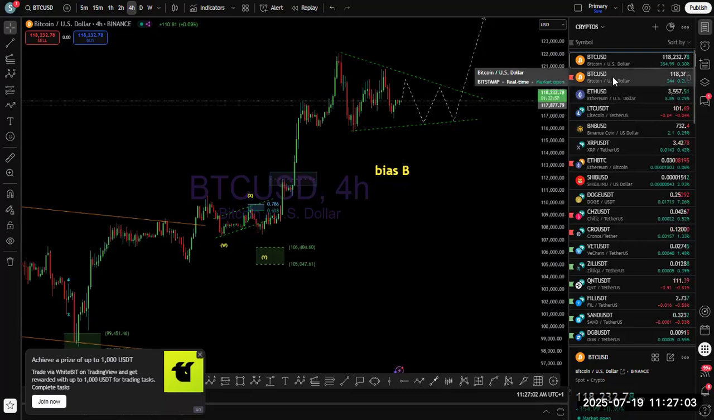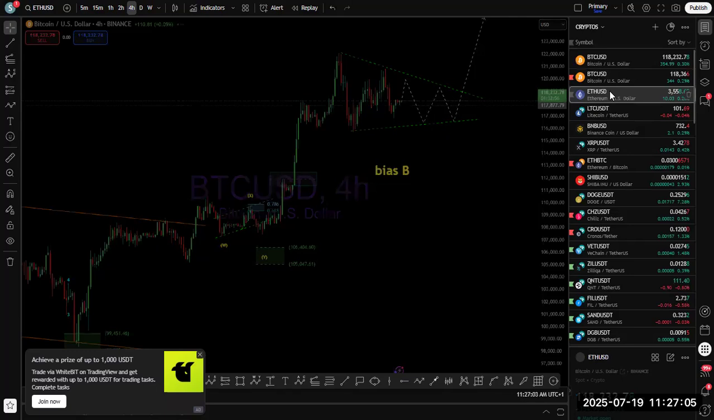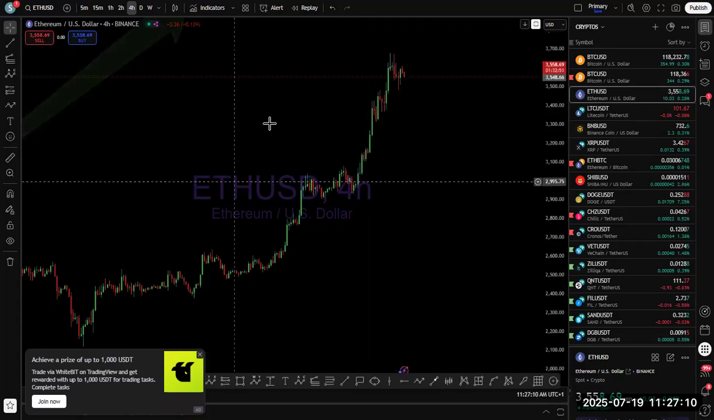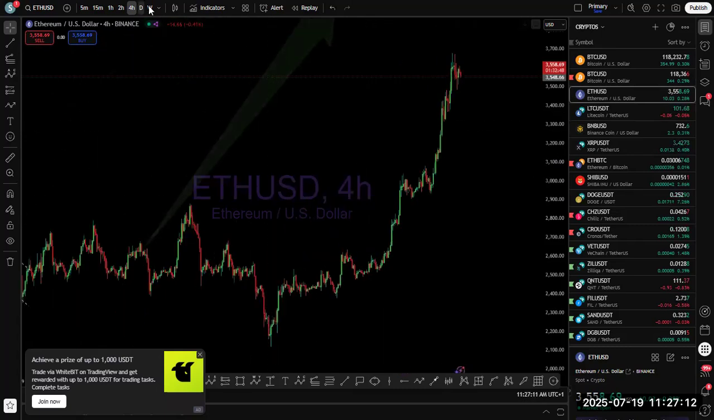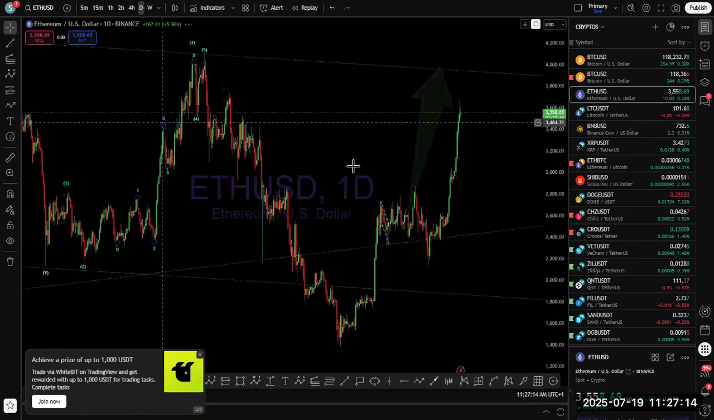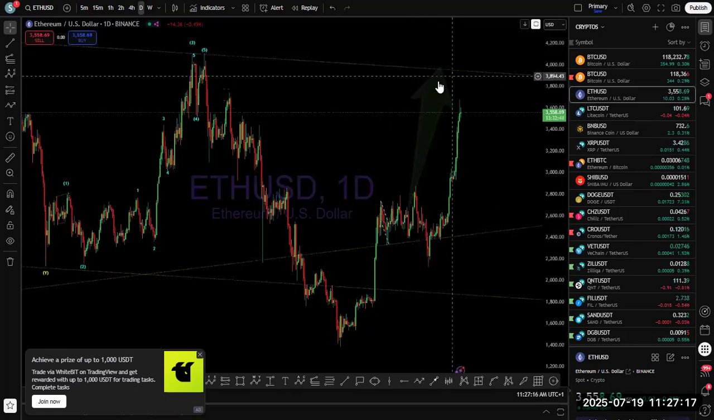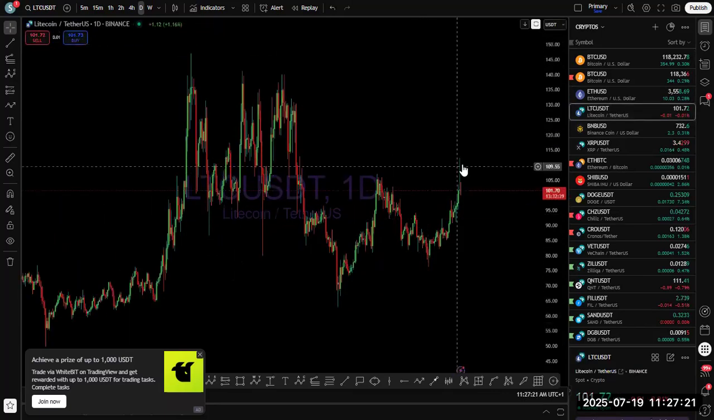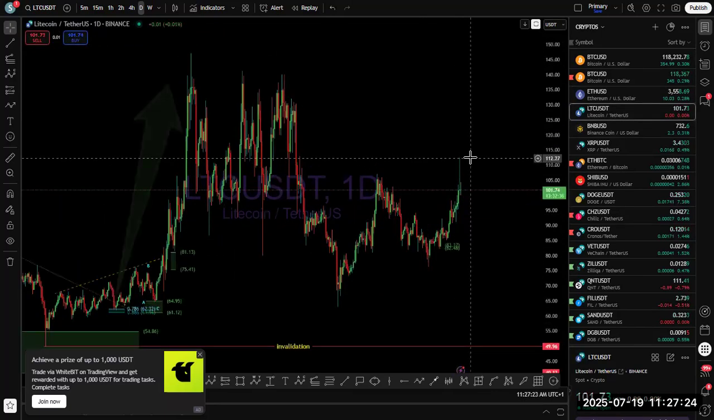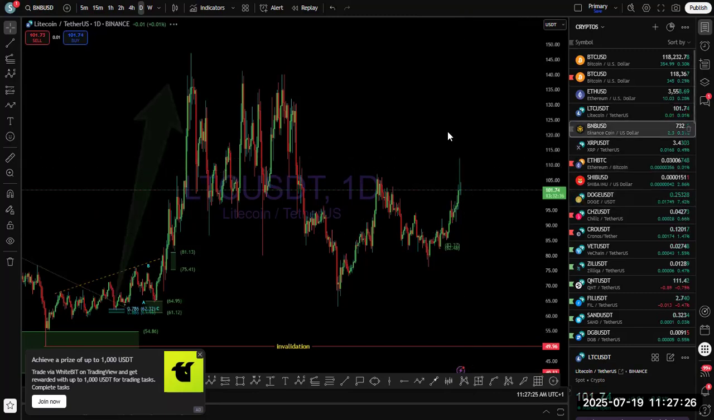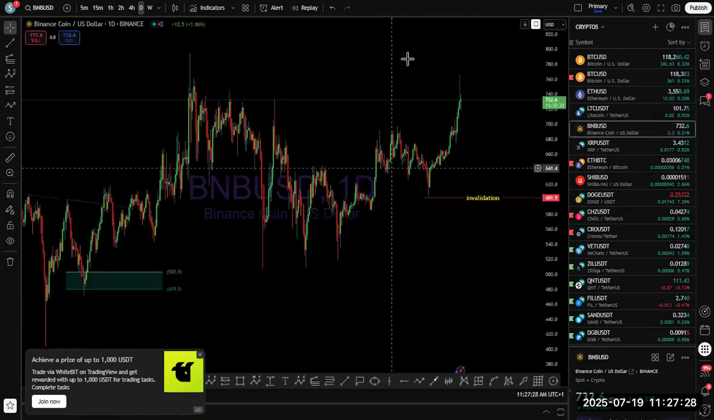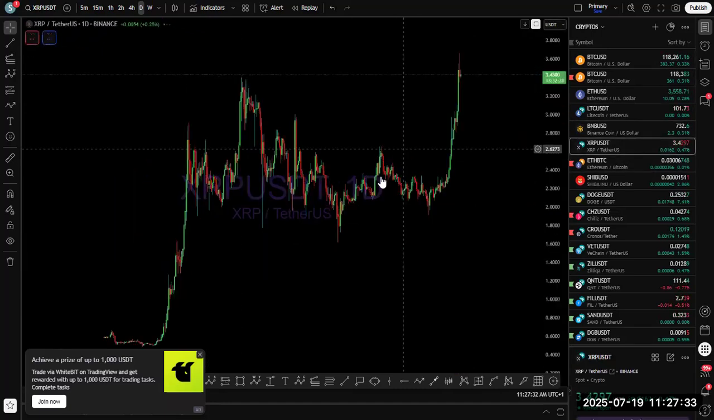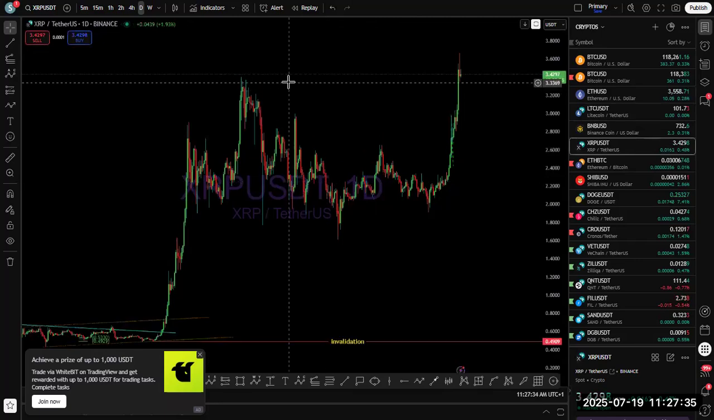I don't have to show you all the coins because they all follow Bitcoin. Ethereum is also doing great. I said on Ethereum for a long time we are going to get this, and we are heading there. Litecoin also peaked at 112 and dropped again. BNB is also trying to make a new high, but not yet. XRP, wow, XRP is not making a new high.